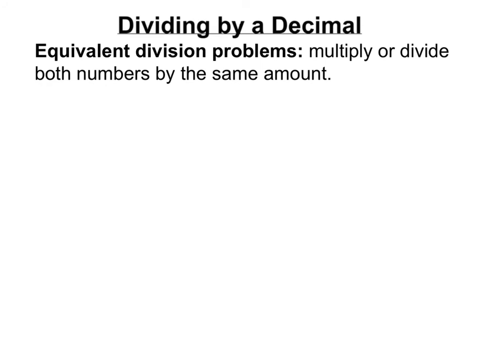The key to dividing by a decimal is to create an equivalent division problem. And in order to create an equivalent division problem, we have to multiply or divide both numbers, in other words, the dividend and the divisor, by the same amount. So for example, let's say we had 5.34 and we divide that by 0.8.